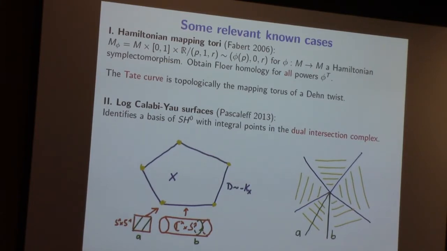Okay? So that indicates what we should be looking for, again. We have integral points, we have some kind of fan, and so we should look at something that is some kind of Reeb dynamics near the central fiber.